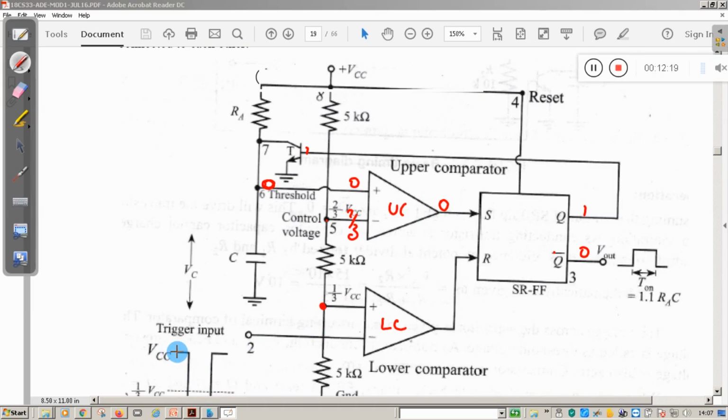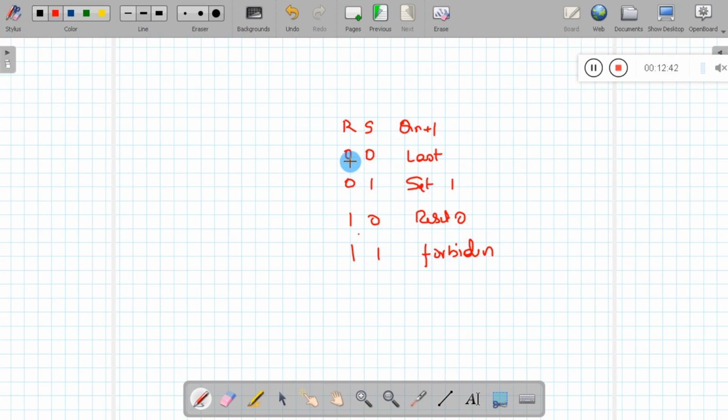Initially the value of the trigger input is 5 volt. So this is 5 volt, and this is 1 by 3 VCC. So once again here also negative is greater than positive, so you will get output equal to 0. When both outputs are 0, according to the SR flip-flop truth table, when both R and S are 0, it will maintain the last state.